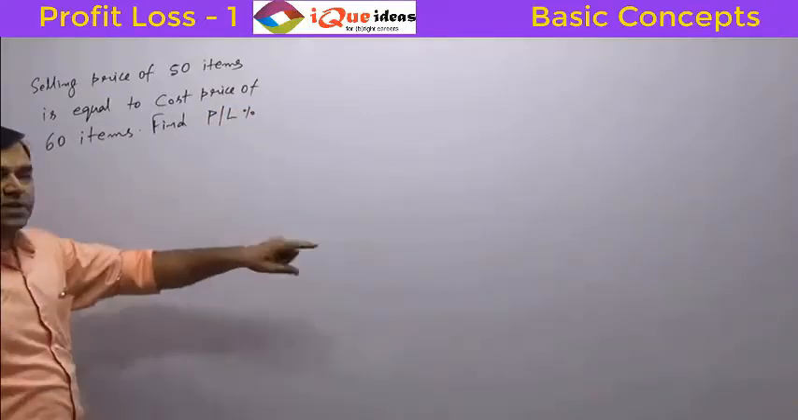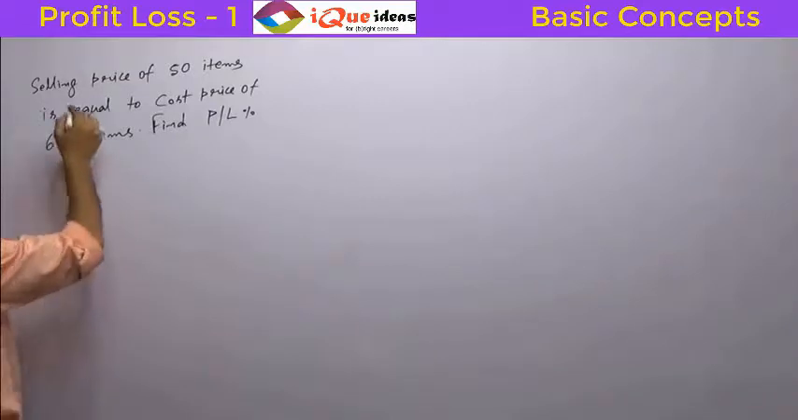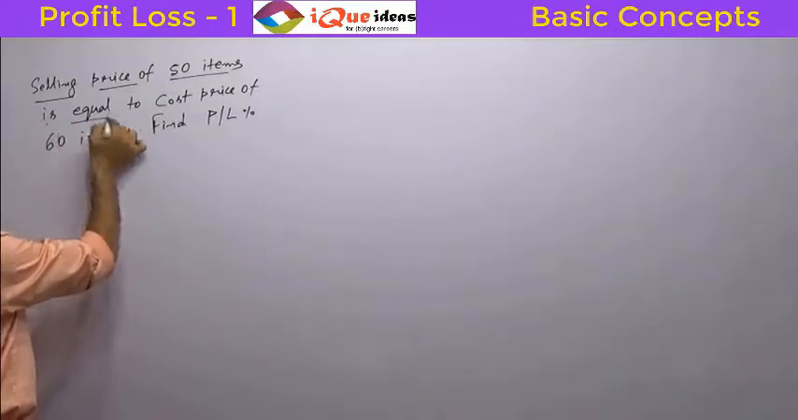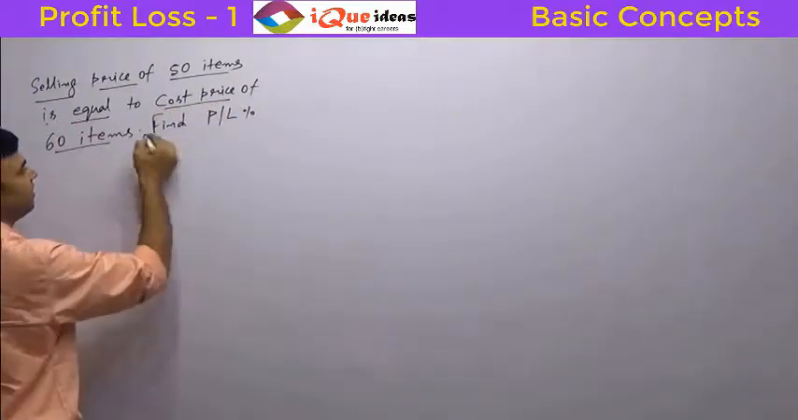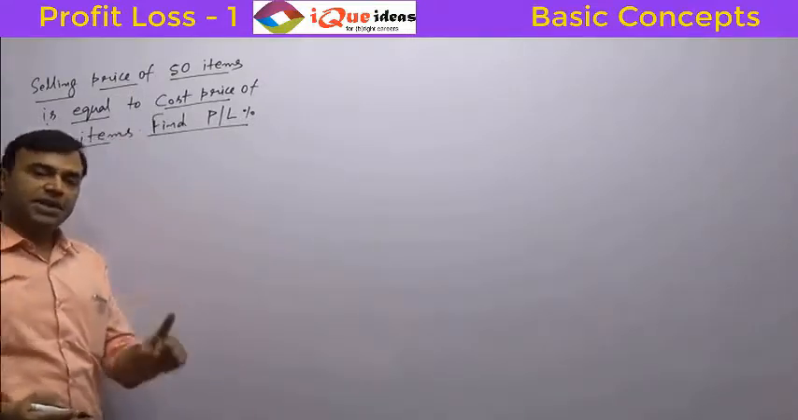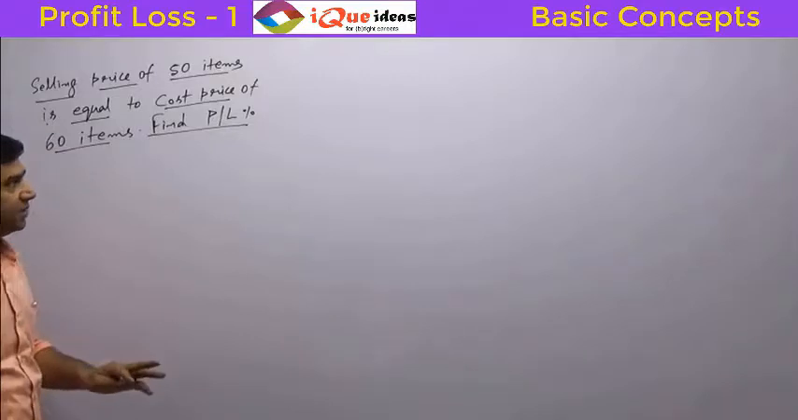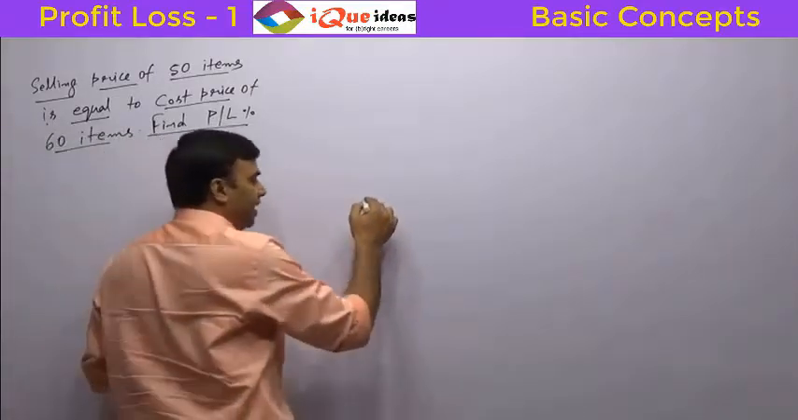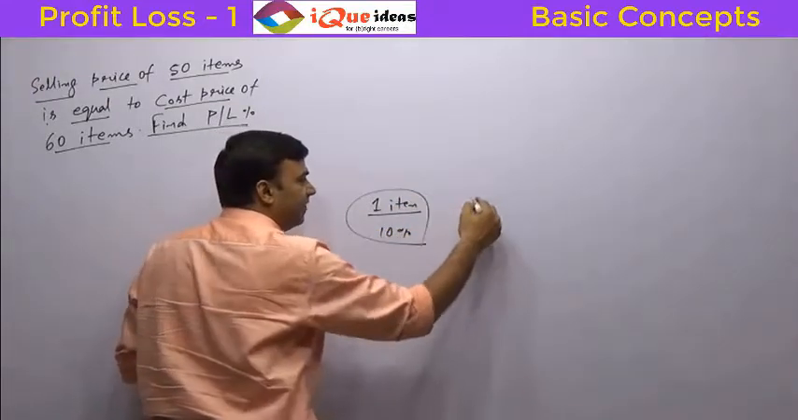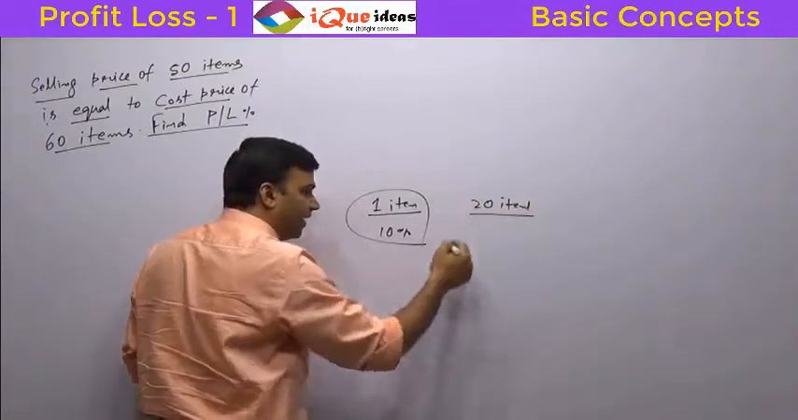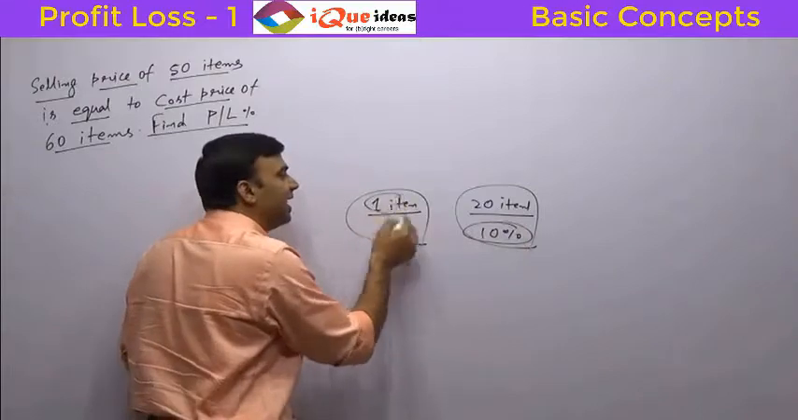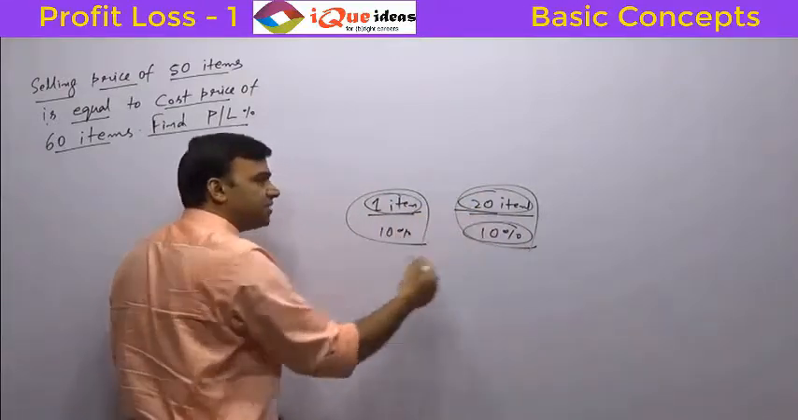Now on the basis of the theory that we just did, this is a question. It says selling price of 50 items is equal to cost price of 60 items. Find percentage profit or loss. First of all, you should understand that the percentage profit or loss is independent of the number of items. Whether I sell one item, if my profit percentage is, let's say, 10%, then even if I sell 20 items, the percentage profit will still remain 10%. Please understand that point. Whether it is one item or 20 items, it is the same thing.